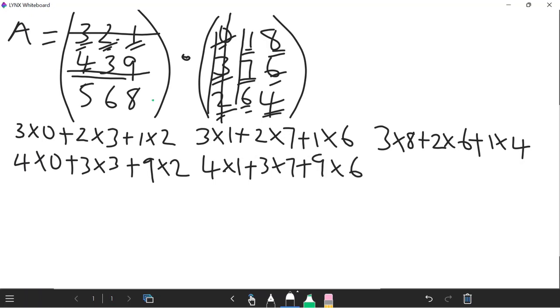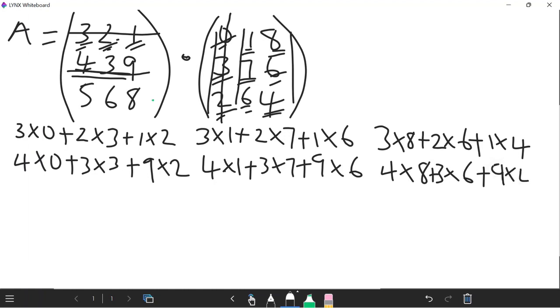Then we still proceed. We have now 4 multiplied by 8, the element in the row, then the element in the column. Then we are going to add 3 multiplied by 6. Then you're going to take 9 multiplied by 4.